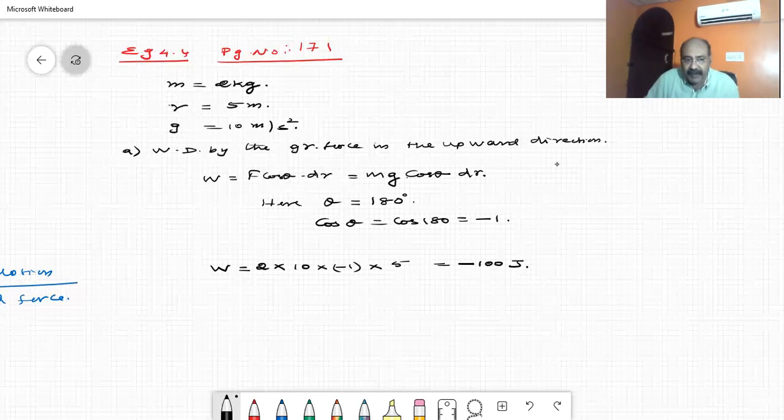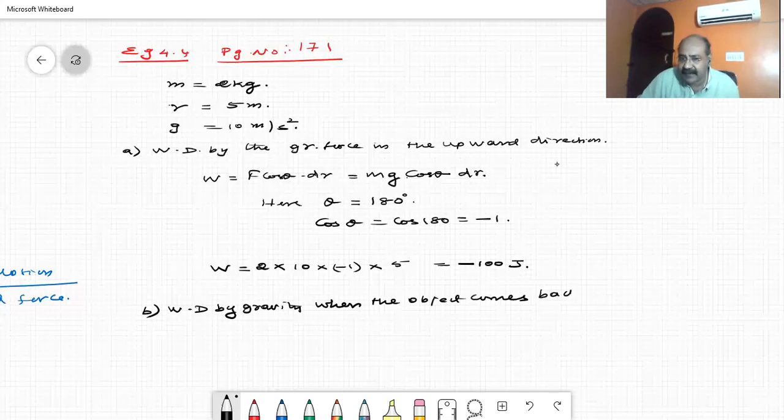Then option B, what is the second one? The second one asks us the work done by gravity when the object comes back to earth. So work done by gravity when the object comes back to earth. What is that work done?